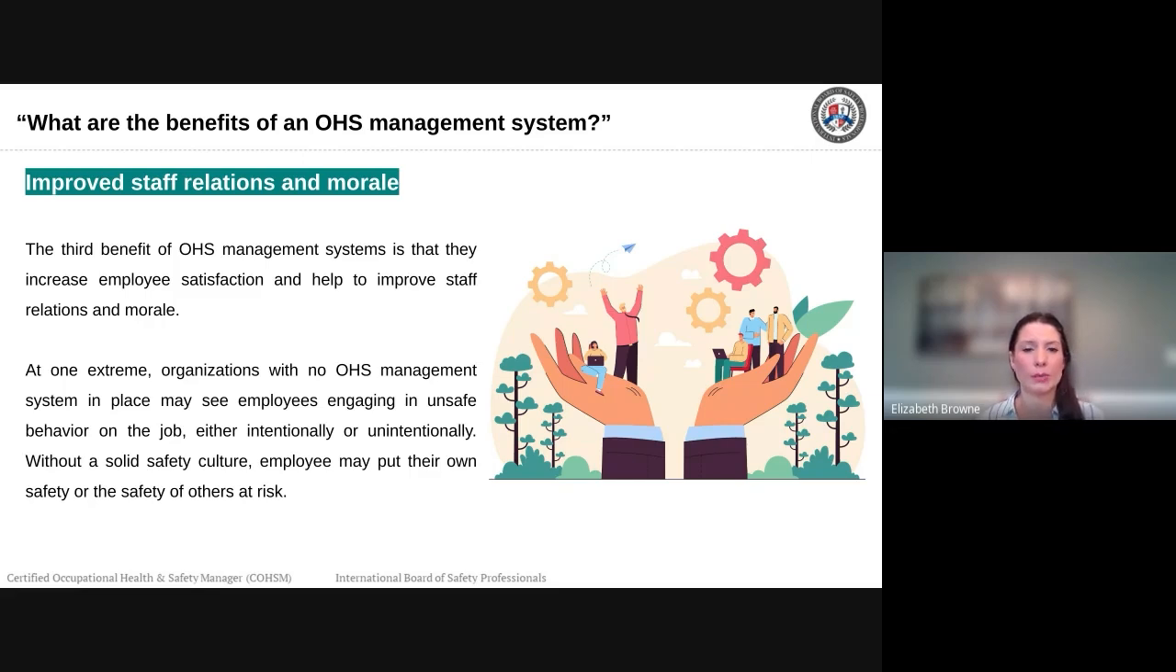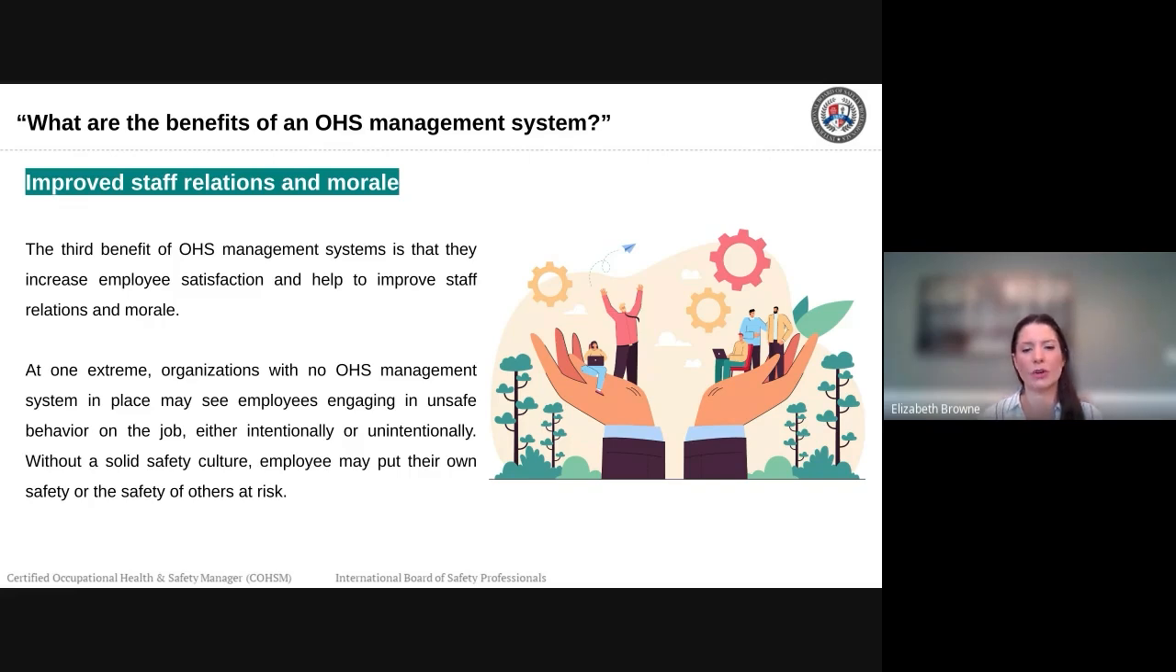I've worked with companies on both ends of the spectrum in terms of having a really effective OHS management system in place, and those that do not have one implemented yet, that I might be working with to create this program from the beginning. And there is definitely a big difference in the staff relations and the employee morale. And what I like to look at is the overall culture within the company.